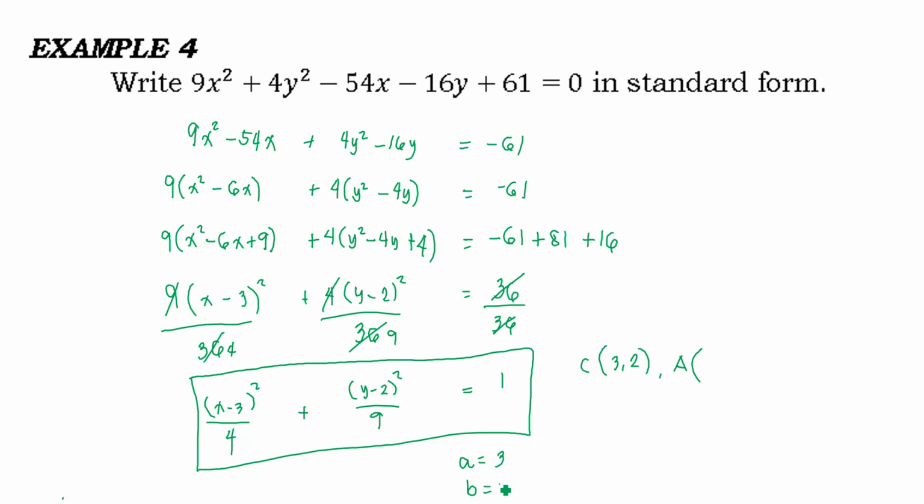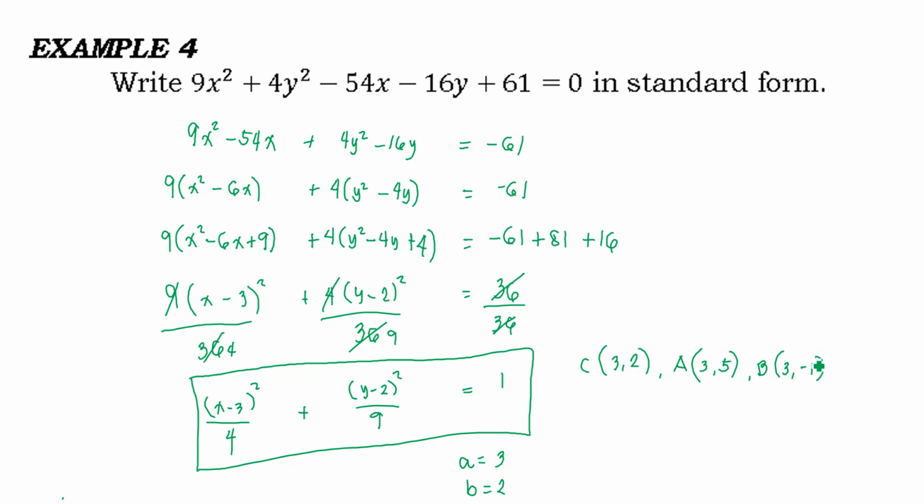So dito, let's just copy the x coordinate of the center. So we have 3. And then the y coordinate would be added by 3, which becomes 5. For the second vertex, dito naman, just copy the x coordinate of the center, which is 3, and then the y coordinate would be deducted by 3. So, magiging siyang negative 1.